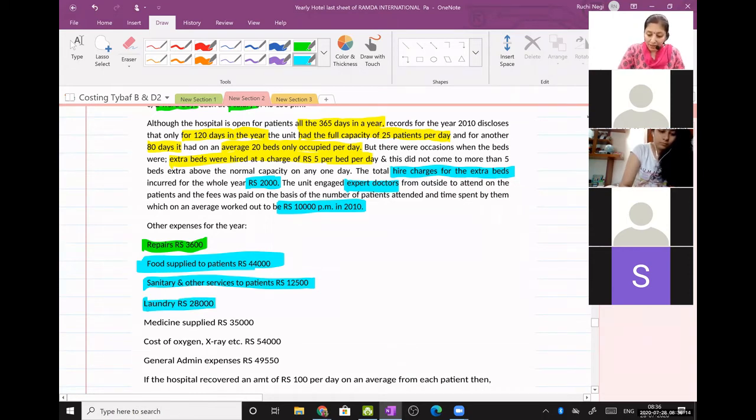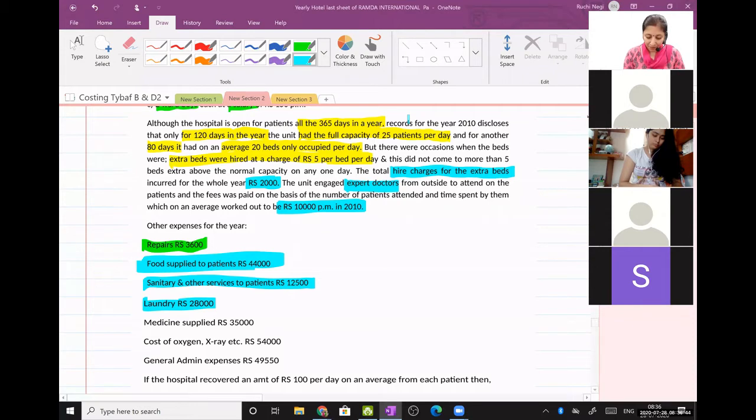Okay. Next. Laundry is debatable. It can go in fixed also if you assume that it does not depend on the number of patients. Even if there is no occupancy, you still have to keep the bed sheets, the covers, the curtains clean, because in a hospital the first priority is obviously hygiene. So on that basis it can go in fixed costs.